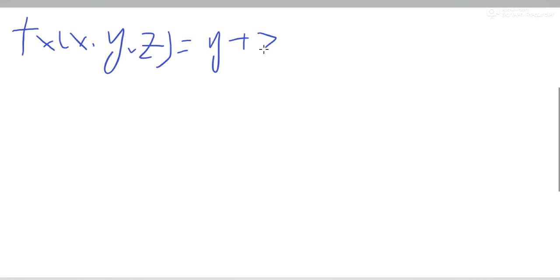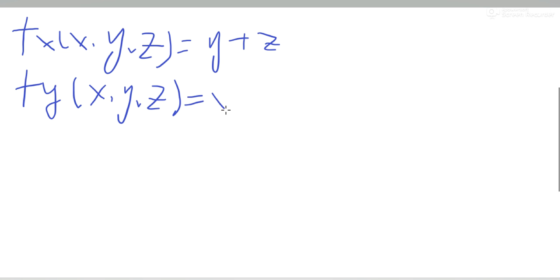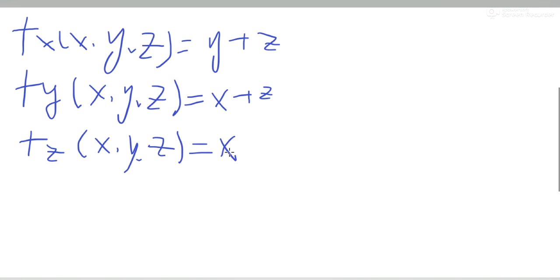First of all, we have to find the partial derivatives. The derivative with respect to x, fx(x,y,z), is equal to y + z. And fy(x,y,z) is equal to x + z. And fz(x,y,z), sorry, I made a mistake, is equal to x + y.